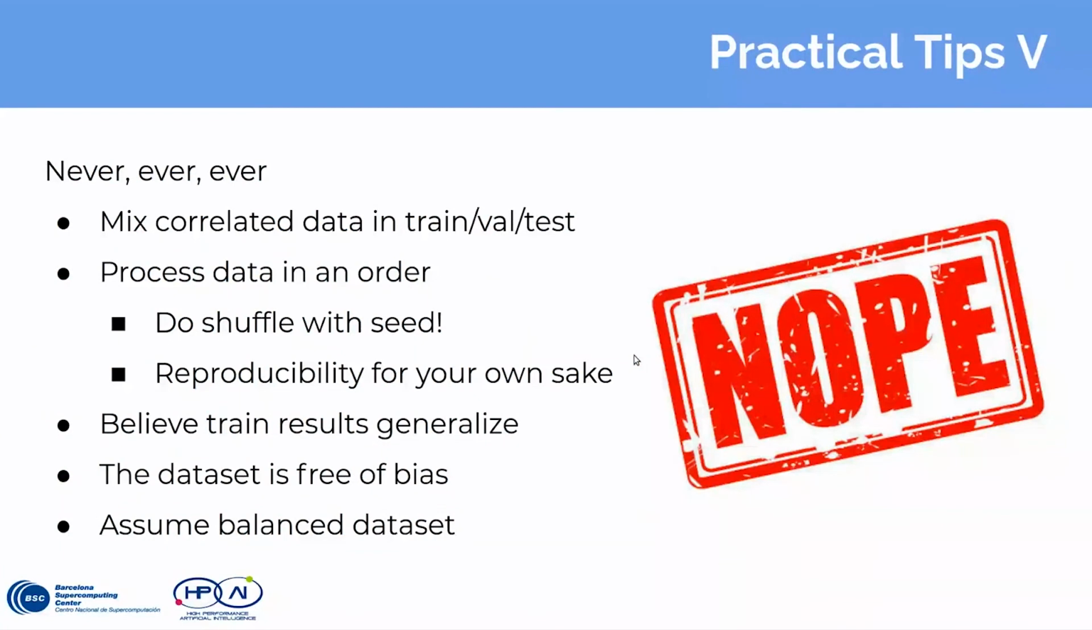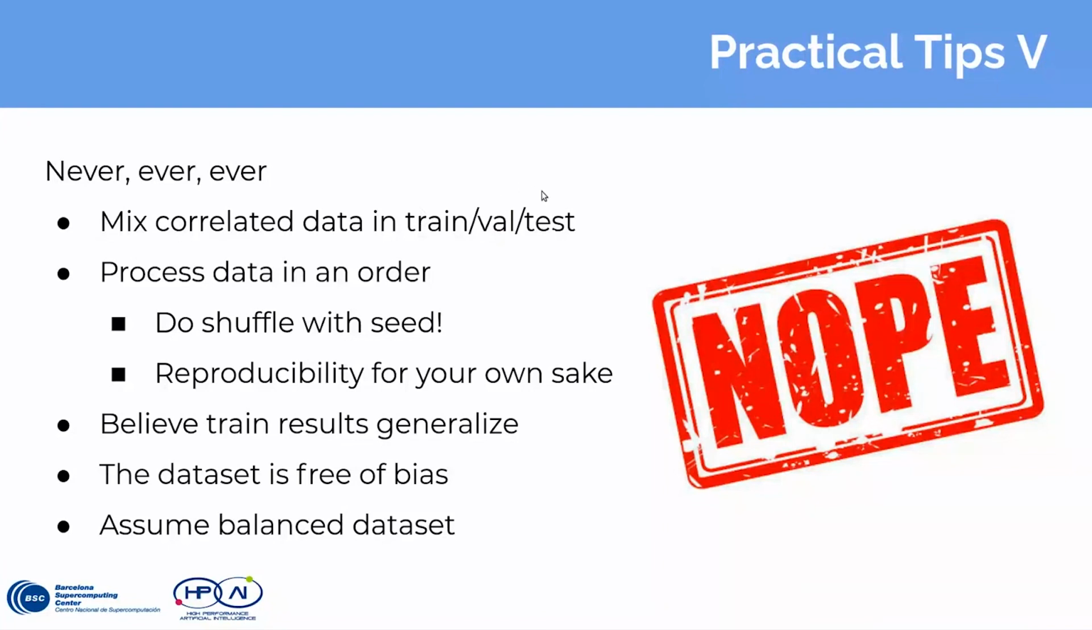So this gives us the fifth practical tip slide, which is things that you should never, ever, ever do. First is mixing data which is correlated in the different splits. To understand that, consider an example of a medical case in which you have, for example, radiographies of different patients. Let's assume that some person has more than one radiography because they did some follow-up image taking. So you should never have images from the same patient in different splits.